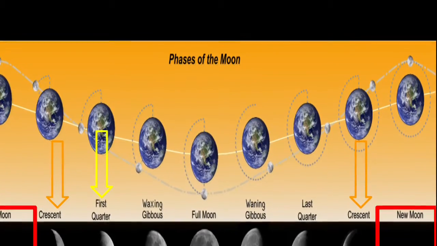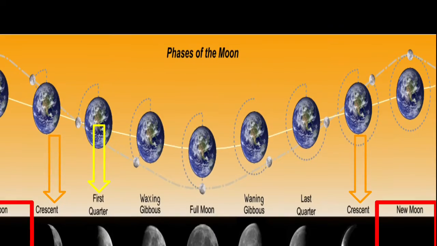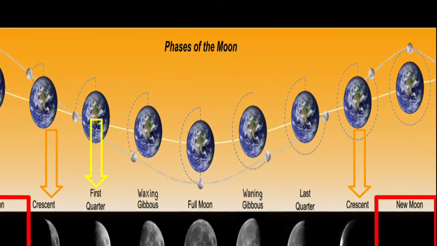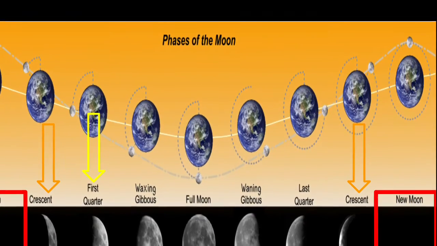The phase that comes after the waxing crescent is called the first quarter. This is because it happens in the first fourth of the phases.